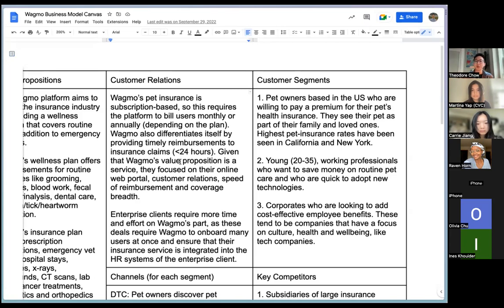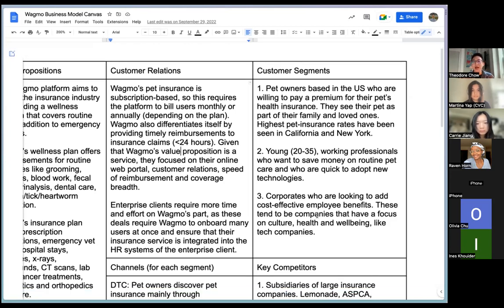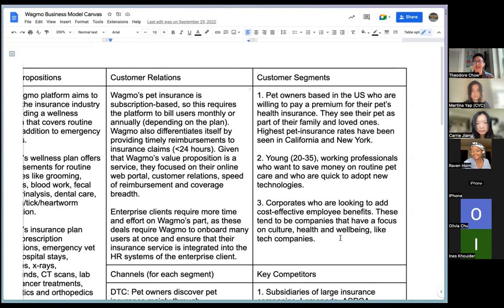Usually, they tend to be young, working professionals who want to save money on routine pet care, or they also want to adopt new technologies and be up with the trends, and having insurance for your pet seems to be very trendy right now, so that could also be a factor. And lastly, corporates who are looking to add cost-effective employee benefits, and these tend to be companies in the tech industry that are focused on culture, health, and well-being, and these are the ones who would be the most likely to onboard Wagmo as part of their HR system and insurance systems.